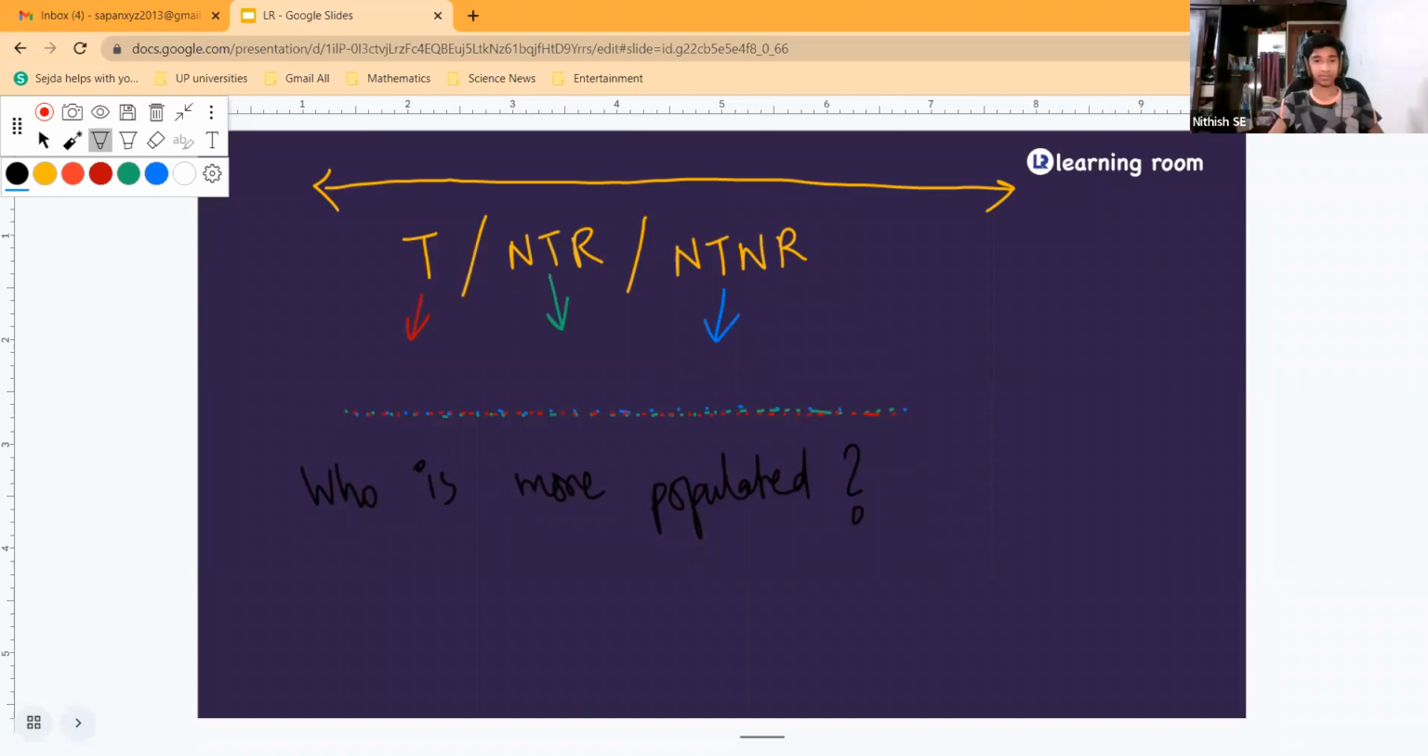Sir, can't we just take a specific space and find out which is more densely populated? Yeah, let's do that. Actually, terminating is the most.